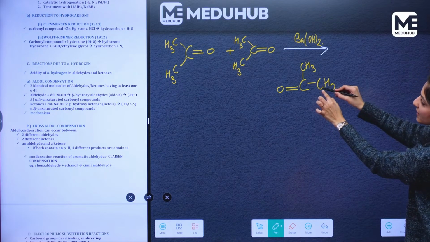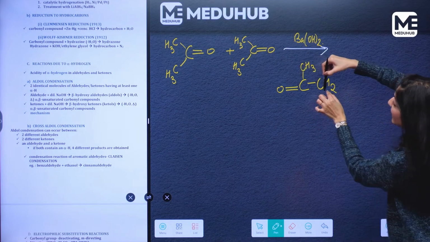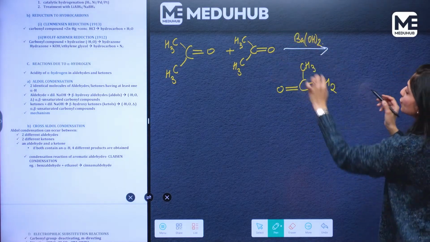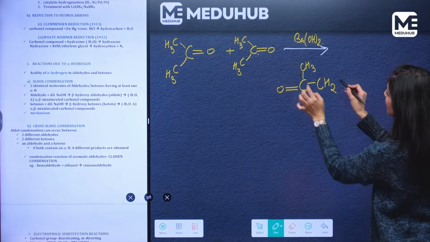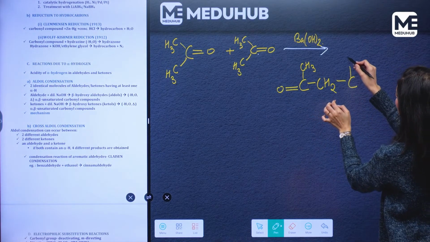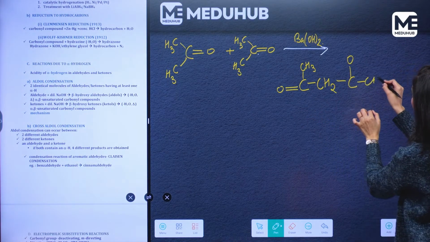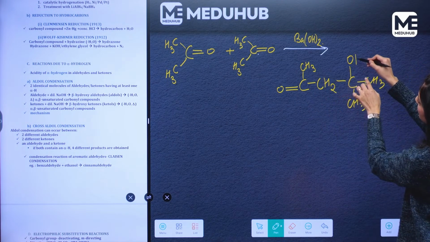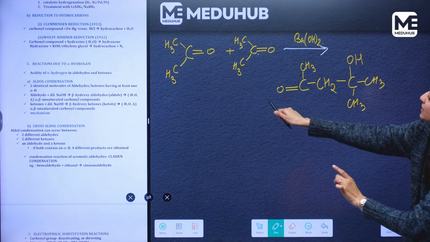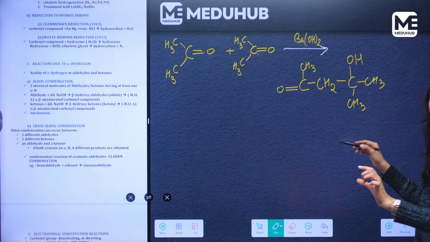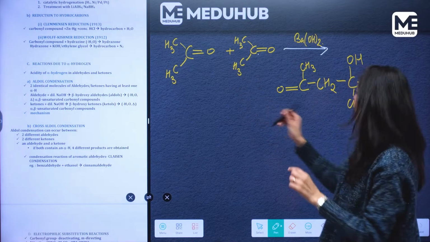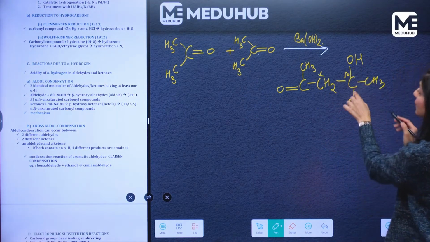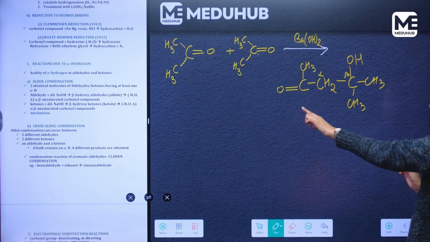This carbanion attacks the carbonyl carbon of the other molecule. So this carbon will get attached to this one here. Both the CH3 groups are as they are, and in the presence of acid, this will become OH. So this is the product of aldol condensation between two molecules of acetone. So you see, this is the alpha carbon, this is the beta carbon, this is a beta hydroxy ketone.